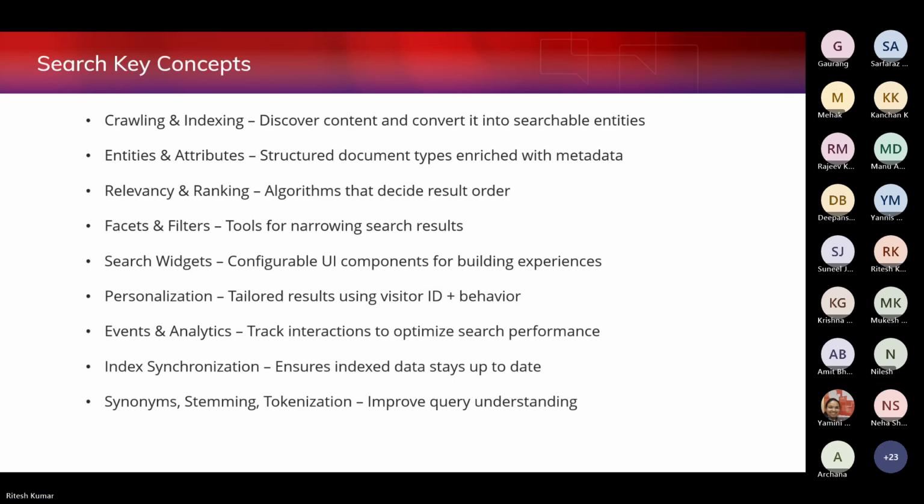The last one, most important from the search technicality perspective, is synonyms, stemming, and tokenization. These are query intelligence features that help the search engine understand what the user is looking for, even when they type it imperfectly. When you type something, you get suggestions, related words, partial search matches. Those get appended as part of these features, called synonyms, stemming, and tokenization.